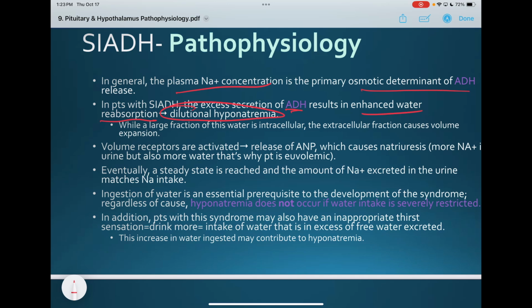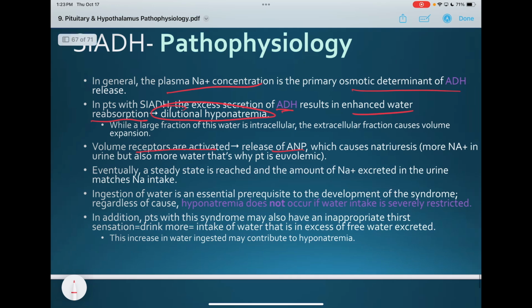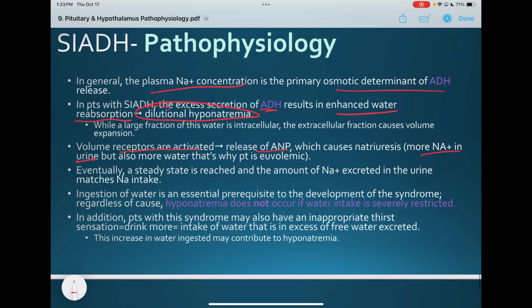Okay, volume receptors are activated, releasing ANP, which causes the natriuresis. Okay, more sodium in the urine, but also more water. So we're keeping the patient euvolemic, because right now they should be fluid overloaded, right? Because of all this excess ADH. But the natriuresis allows some water to still go in the urine, so our water levels are still the same. So euvolemia is a normal volume. When you say euvolemic, it means they have the normal water levels for their body.